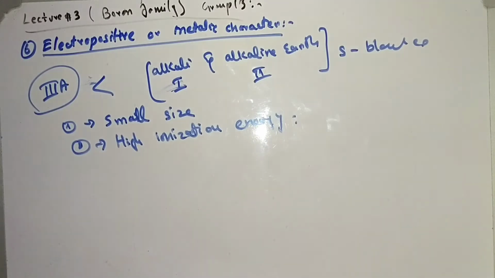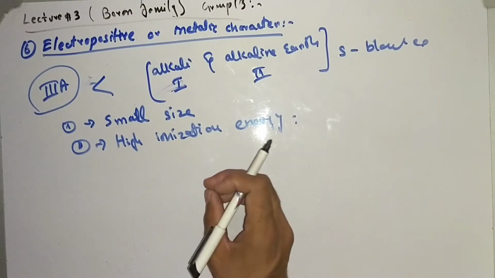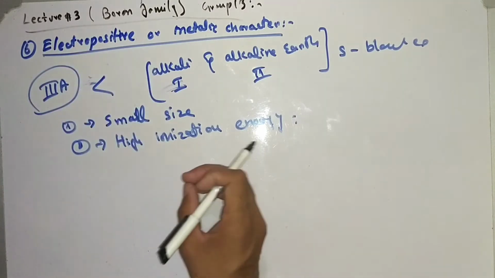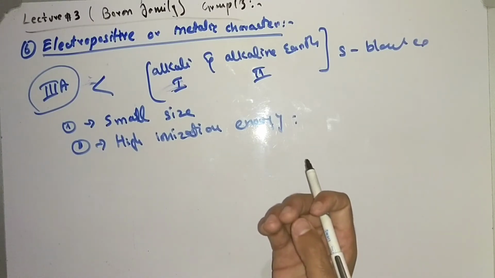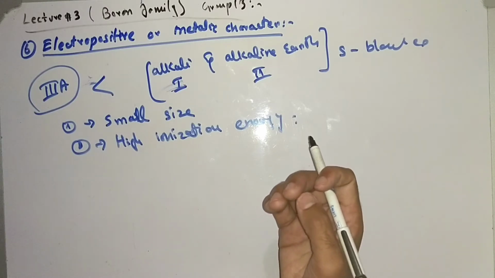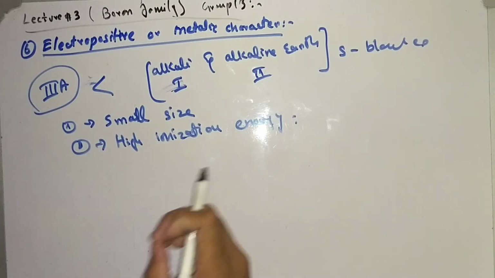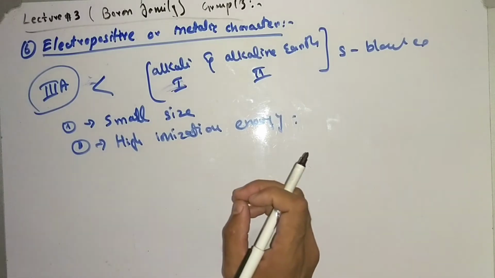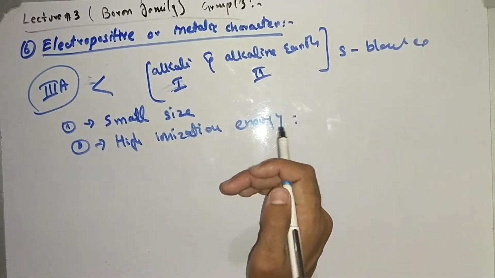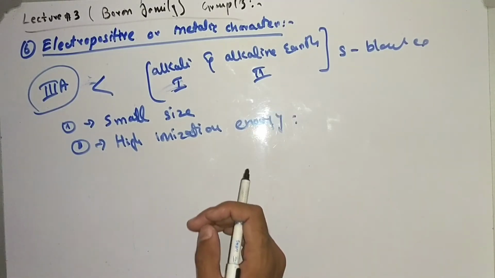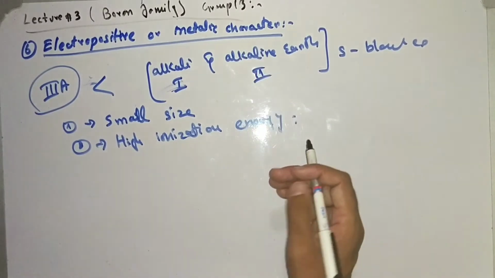Always remember that high ionization energy means the atoms of that group will require very high energy to ionize. And we know that atoms will be good metals in character if they can be easily ionized, if they can easily get a positive charge. Those atoms have metallic character if they have low ionization energy, meaning when you heat them, they will easily ionize and get a positive charge.